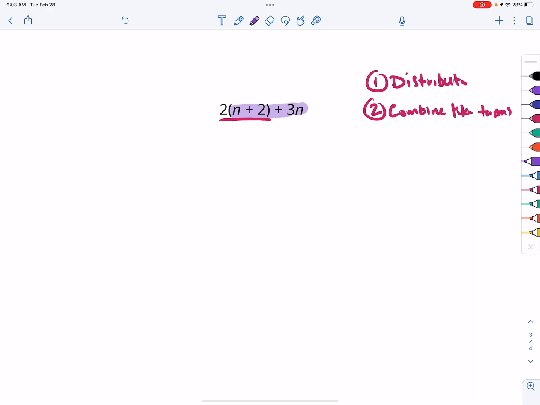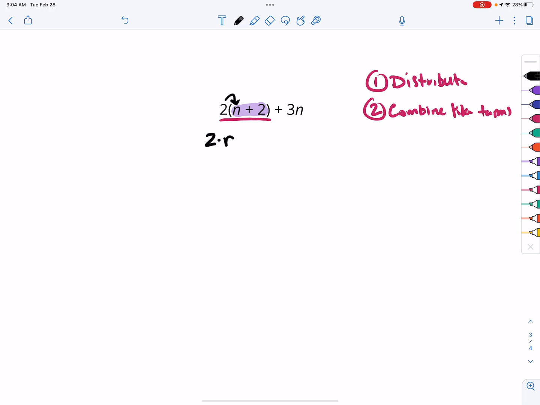All right. Now I notice we have a term here, an expression that we need to distribute, and then we need to combine like terms. So you always want to make sure you distribute first, and then you're going to combine like terms. Because we don't have 2 groups of this whole thing, we only have 2 groups of n plus 2. So mathematically speaking, we'll go like this.